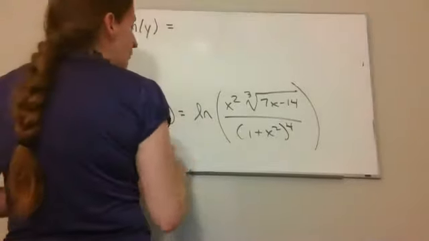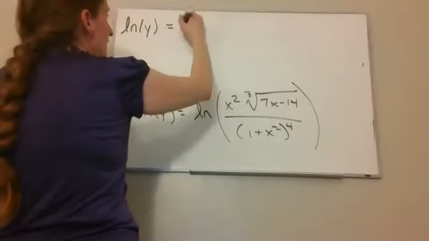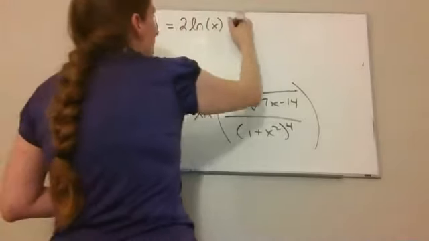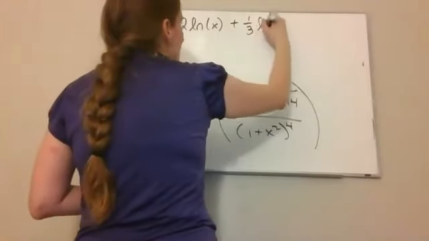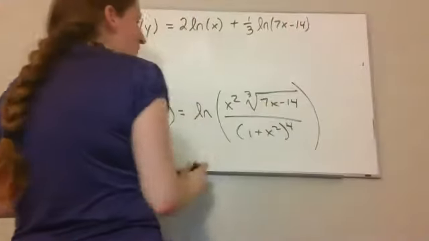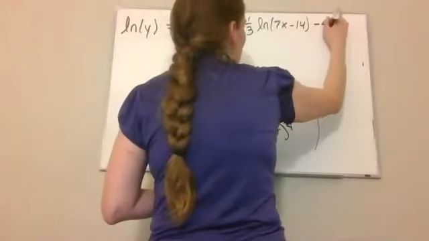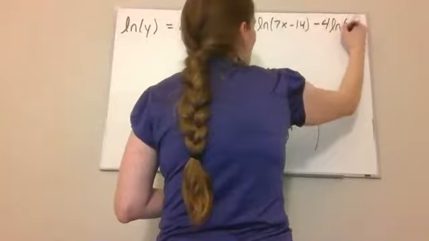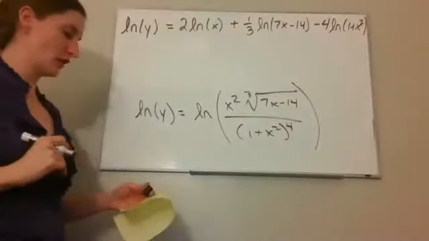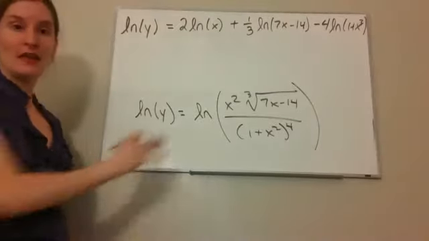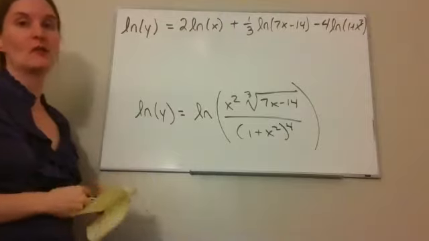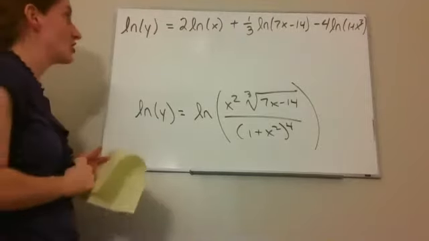After I break this completely out, it's going to be 2 natural log of x plus 1/3 natural log of 7x minus 14 minus 4 natural log of 1 plus x squared. So that's using all of my logarithm properties to rewrite that really complicated logarithm. And now we're going to use our implicit differentiation.